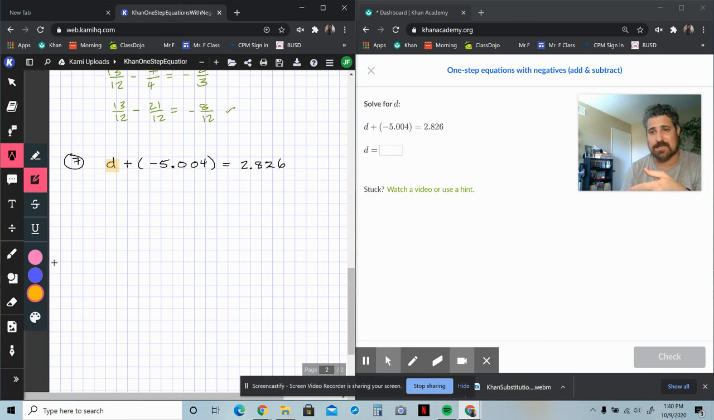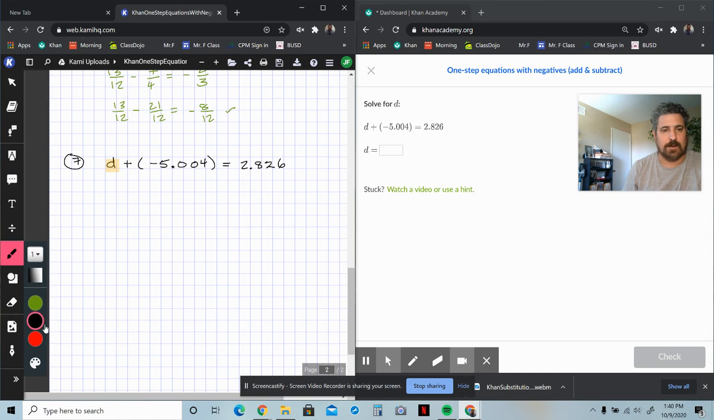Now, plus negative is the same as taking away a positive. So it's the same as take away 5.004, right? So if you want to cancel that out, you've got to add a positive 5.004. So we're going to add a positive 5.004 to both sides. So you're going to add positive 5.004 on the left, and you better add positive 5.004 on the right as well. Okay? When you do that, you're going to get a zero pair here because they are canceling each other out like they're supposed to.